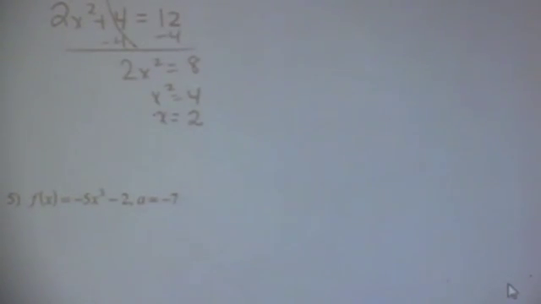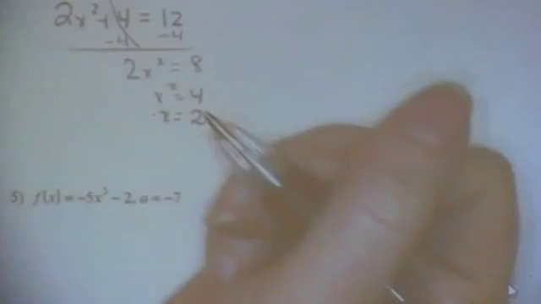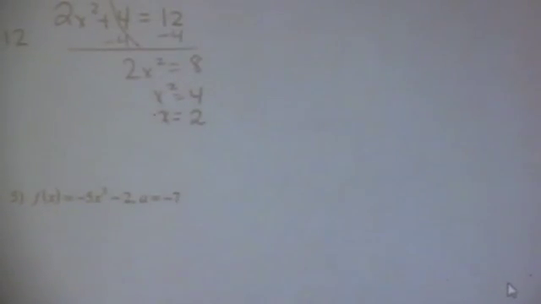Okay, let's look at the next one. Number 3, they gave me a equals 12, but remember what the instructions say: find the inverse of A. So the x value of the inverse is the y value of the original. I'm going to take 2x squared plus 4 and set it equal to 12. So I get x equals 2, because my notation tells me to only use the positive x value. So for my original, f of 2 equals 12. Is everybody okay?